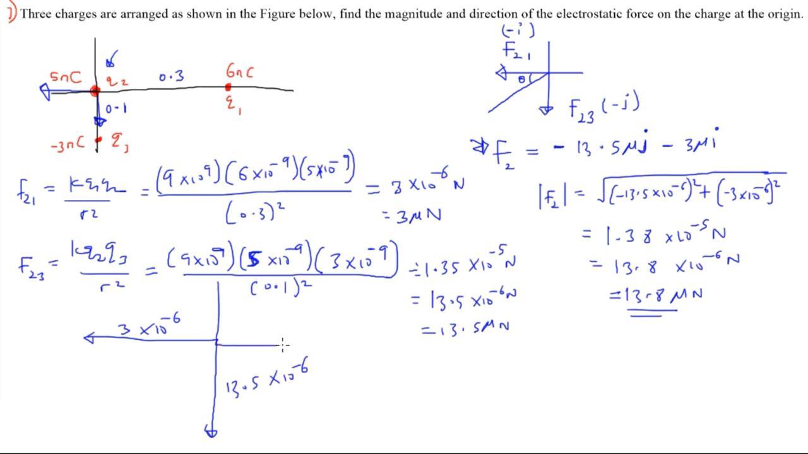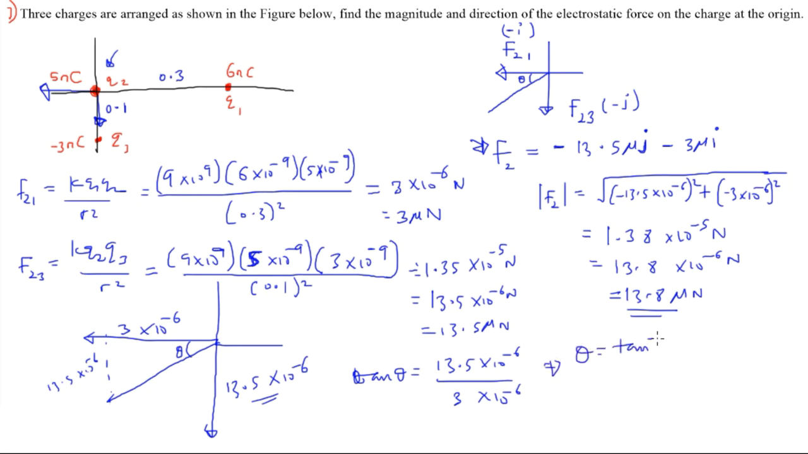Now, to get the direction, I can have my angle theta right here, which is the angle with the x-axis. The opposite side is 13.5 times 10 raised to the power minus 6. So we can find the angle theta, because tan theta is equal to opposite, which is 13.5 times 10 raised to the power minus 6, over adjacent, which is 3 times 10 raised to the power minus 6. It will mean that angle theta is equal to the arctan of 13.5 times 10 raised to the power minus 6 upon 3 times 10 raised to the power minus 6.